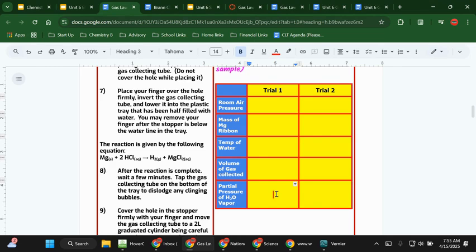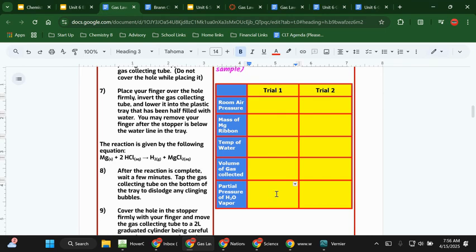You need to subtract them. This pressure is the pressure of the hydrogen gas and also the pressure of the water. So you are going to have to subtract them, because all I want to know is the pressure of the hydrogen gas in there, not the pressure of both. Questions? Now, this is everything that you need to do.